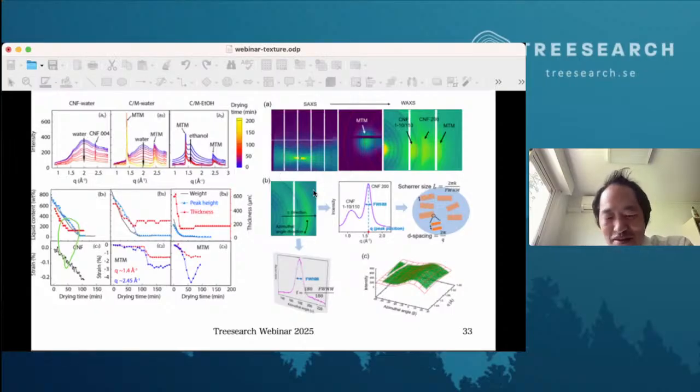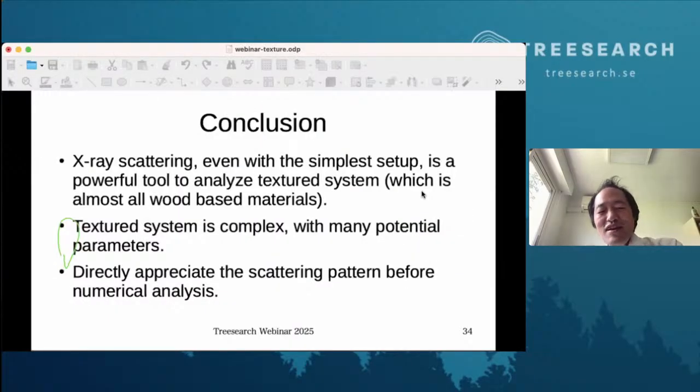I forgot one slide, but anyway, we can retrieve a lot of information. If you look directly at the 2D image and try to figure out what kind of parameters to put in, we get more information than if you average out the intensity along the azimuthal angle. So in conclusion, X-ray scattering, even the simplest setup, is a very powerful tool to analyze textured systems. Sometimes it is very complex with many potential parameters, and it is very important to directly appreciate the scattering pattern before doing any numerical analysis.